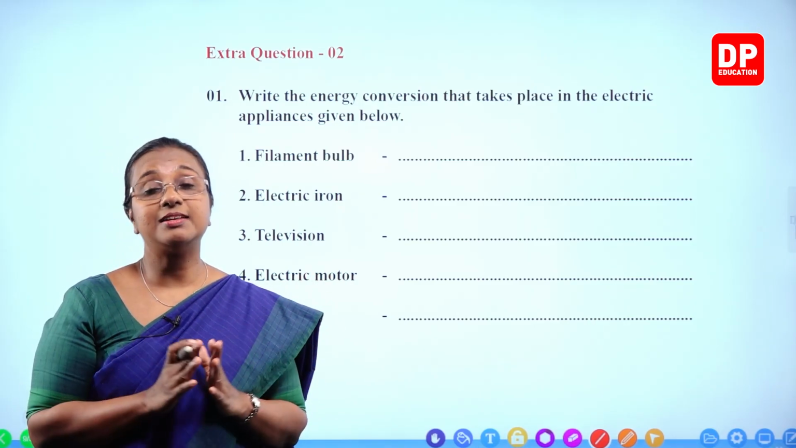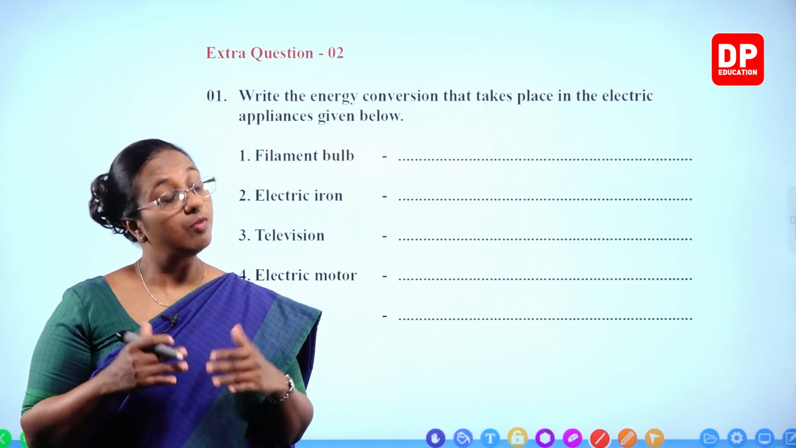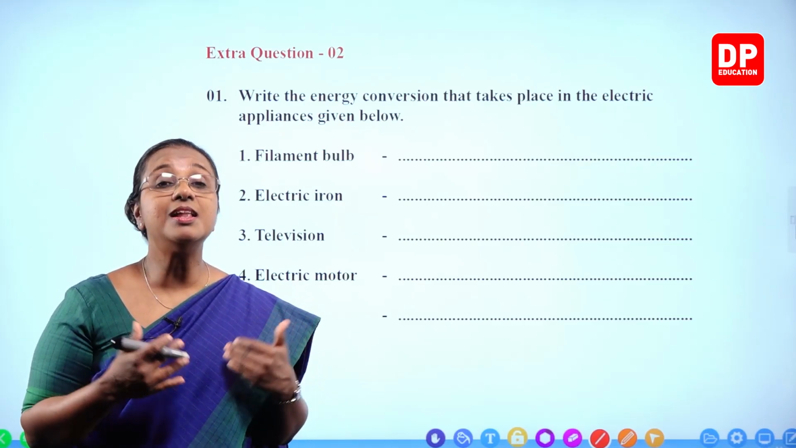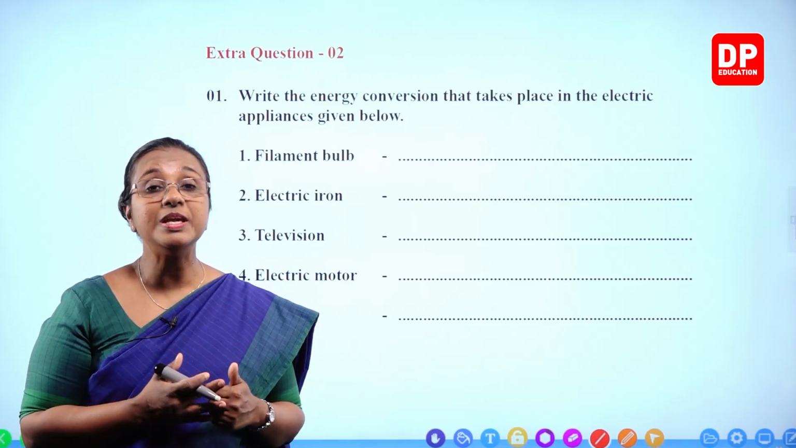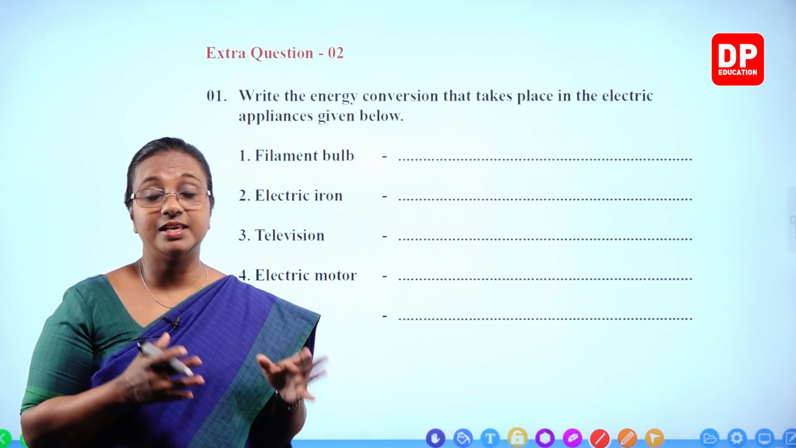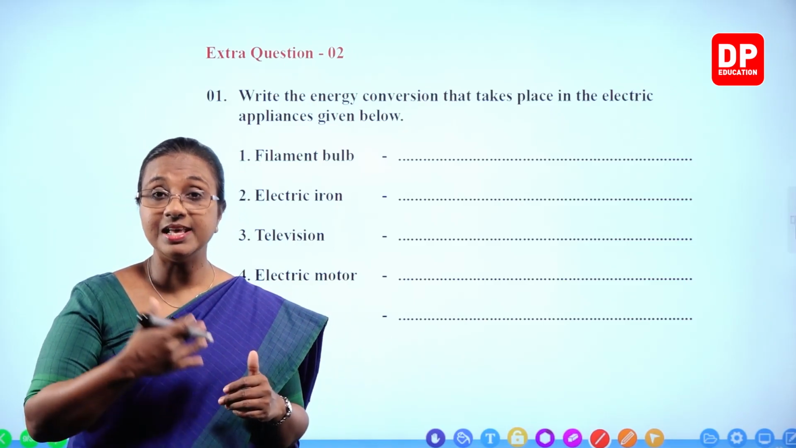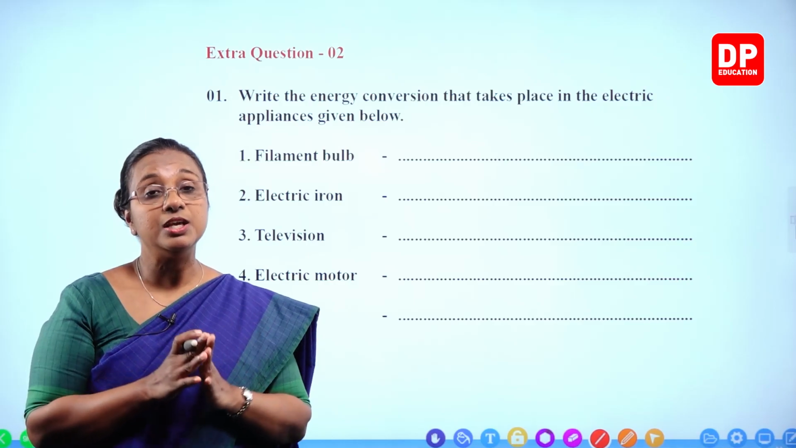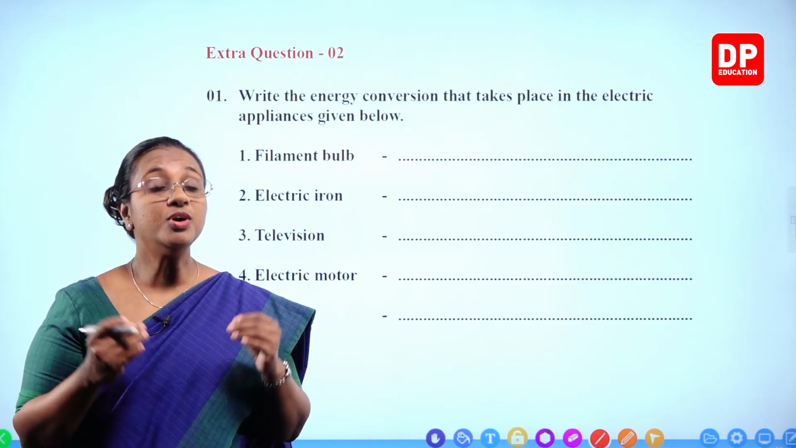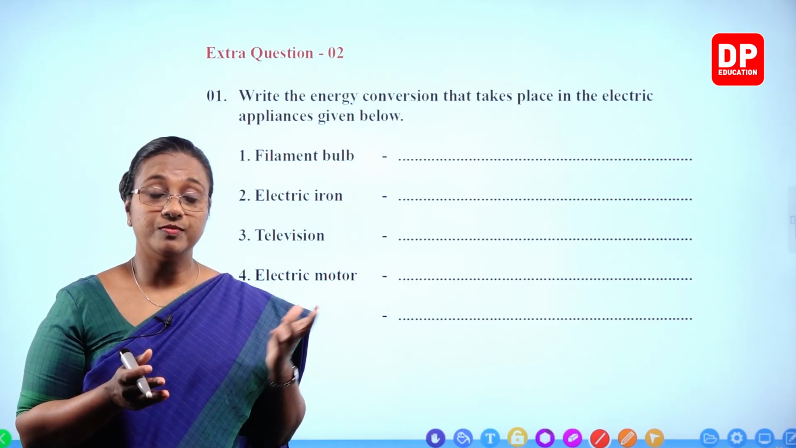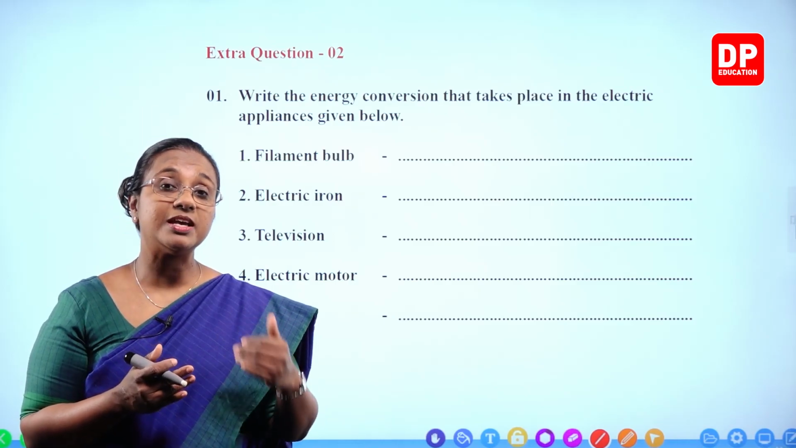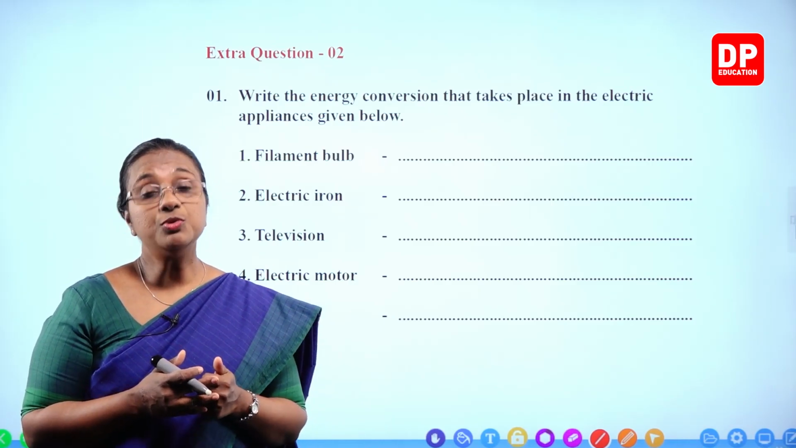But in all electrical appliances, you all know all or most of the electrical appliances, there is internal resistance. So, because of internal resistance, there is a certain amount of electricity that is used or wasted as heat energy due to the internal resistance. And you all know conductors like nichrome, which is an alloy of nickel and chromium. They have high resistance. Because of that, they produce more heat.